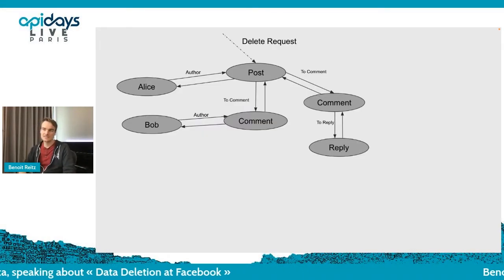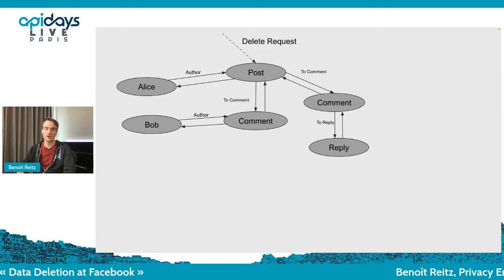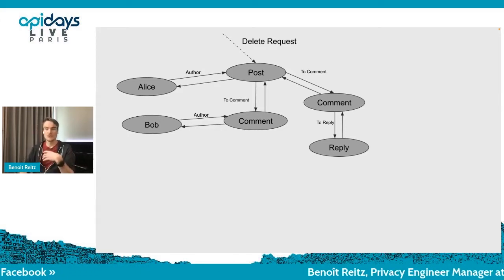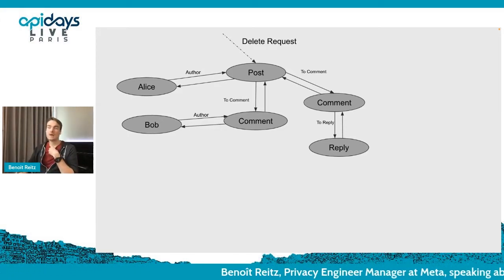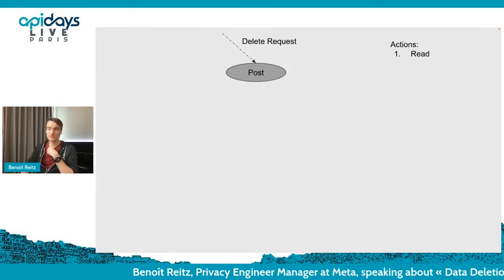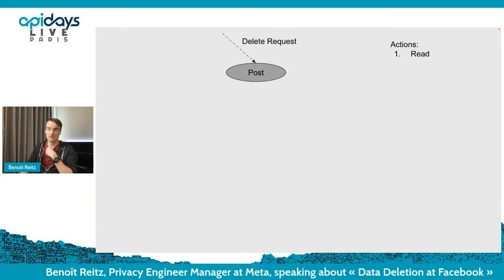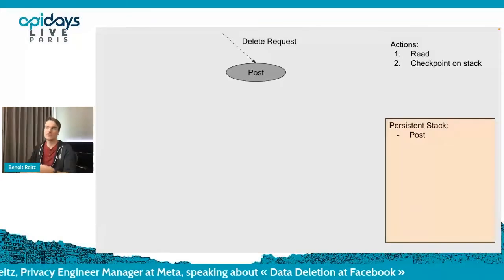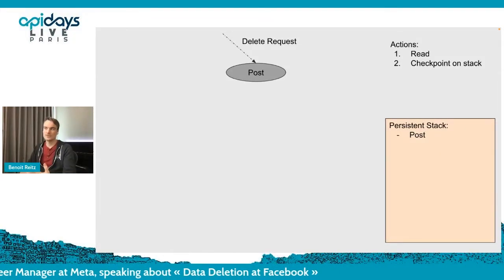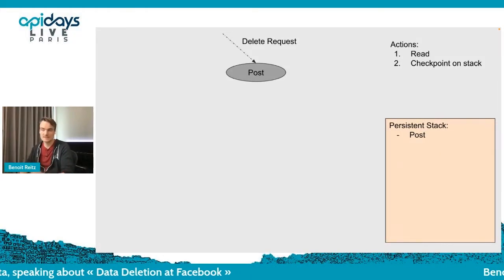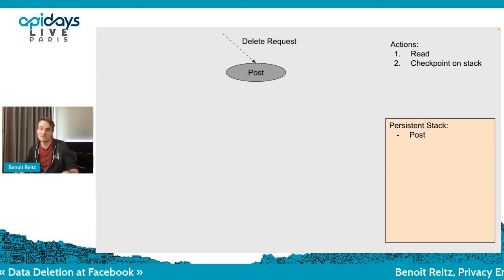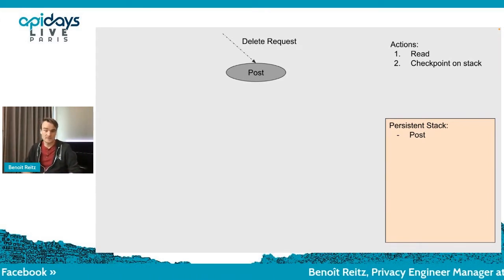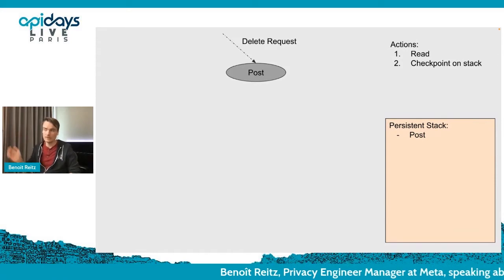And if we take this example graph here, where we have a deletion request on a post, what's going to happen is, first, the framework is going to read the data of what we're trying to delete. So in this case, the post. We're then going to do a checkpoint on a persistent stack. So this stack here is basically the stack you would see in a DFS. The only difference is that it's in a blob storage somewhere. And this is what allows us to be reentrant.